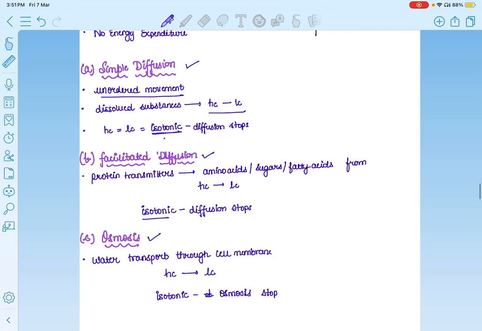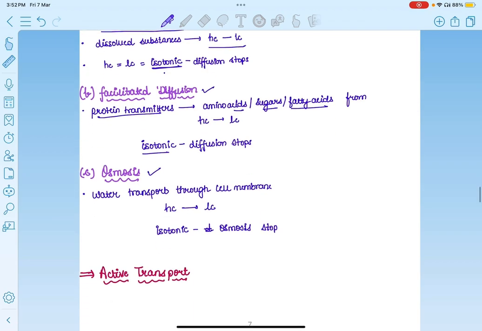Secondly, facilitated diffusion also transports dissolved material, but only those dissolved materials which are specifically related to protein transmitters, which are amino acids, sugar, and fatty acids, moving from higher concentration to lower concentration. And similarly, when isotonic concentration is observed, the diffusion stops. Then we have osmosis. In osmosis, water is transported through the cell membrane, moving from higher concentration to lower concentration. And whenever isotonic concentration is observed, the osmosis stops.